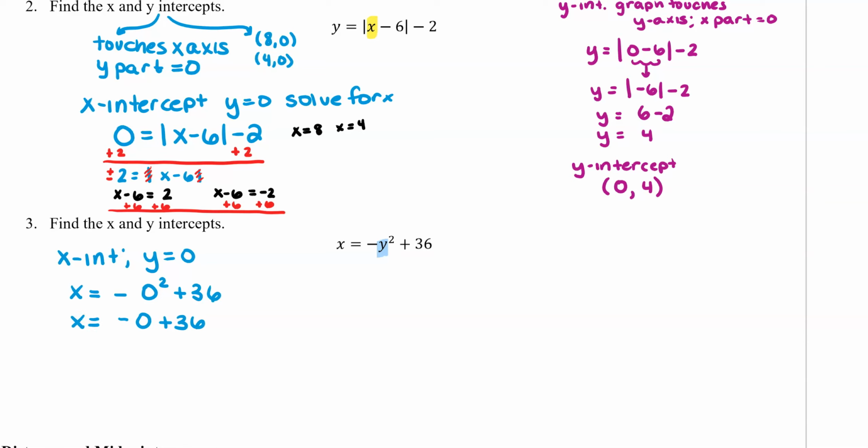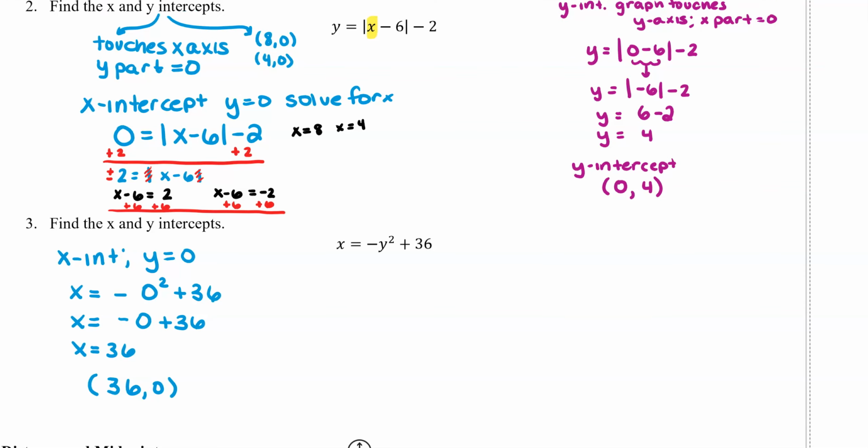But negative 0 plus 36 is just 36. So what does that mean? That means the x-intercept is 36, and the location (36, 0) is on the graph. Okay, let's do the y-intercept.